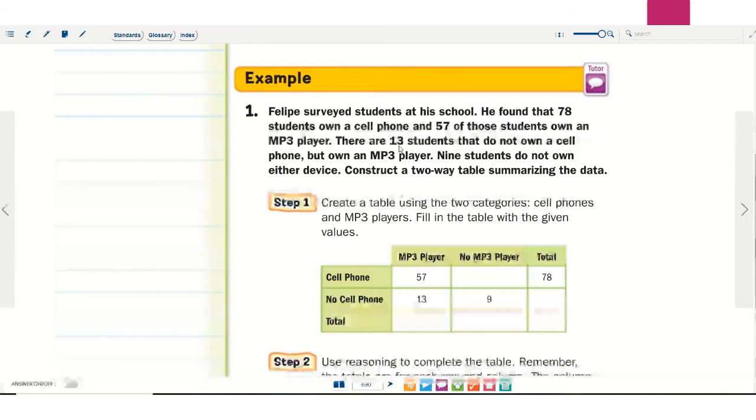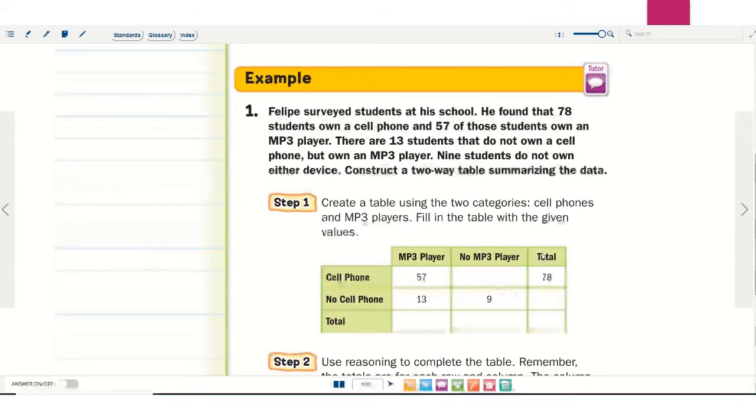We also know that there's 13 students that do not own a cell phone but own an MP3 player. So what I'm thinking is right here, where it says no cell phone, they're not going to own a cell phone, but they do have that MP3 player. So we're moving over, following the row and the column where that would be. And I've plugged the number 13 in there. 9 students do not own either. So with that one, we are looking at the spot where there's no cell phone, no MP3 player, and we've plugged the number 9 in there.